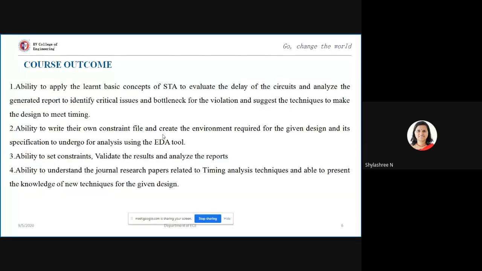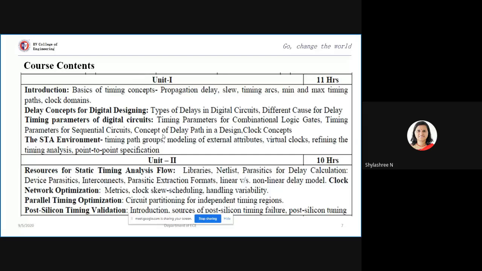In unit 1, it is the basics of timing concepts: propagation delay, slew, timing arcs, minimum and maximum timing paths, and clock domains. Nowadays we are all living in a world which is manipulated by a lot of things around us. What I'm talking about is analog and digital devices like smart televisions, LED TVs. Earlier, we used tube TVs, right? Now it is smart LED TVs, mobile phones, that is iPhone, and set top boxes, because for cable channels we now have a set top box. And Internet of Things, autonomous vehicles and many more, which have a dramatic impact on our society.